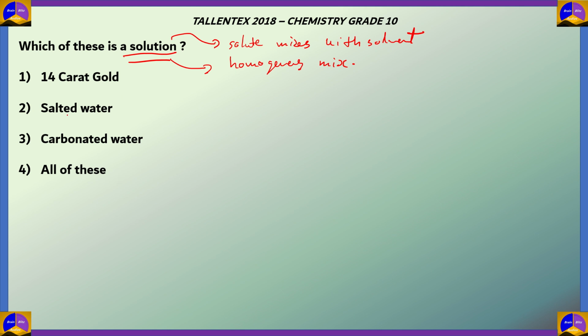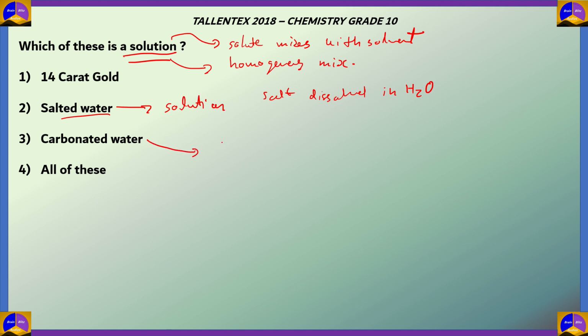Now we know that salted water is actually a solution. Salt is dissolved in water. So therefore, option 2 is definitely correct. But if we were to put that as the right answer, then we'll have to consider 14 karat gold and carbonated water as incorrect. Or the option that all of these being correct is also considered incorrect.